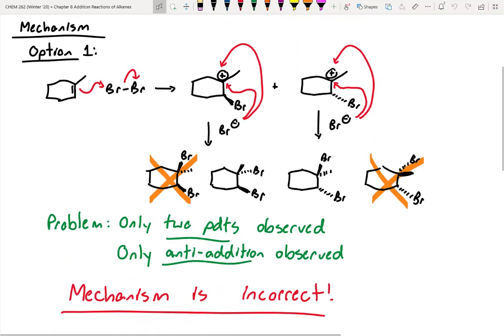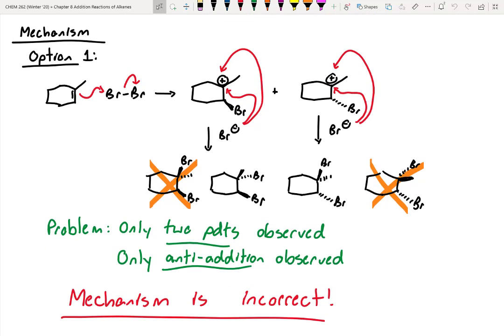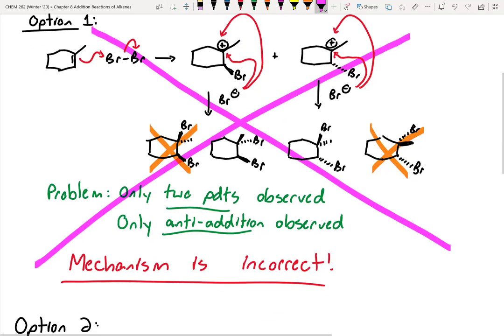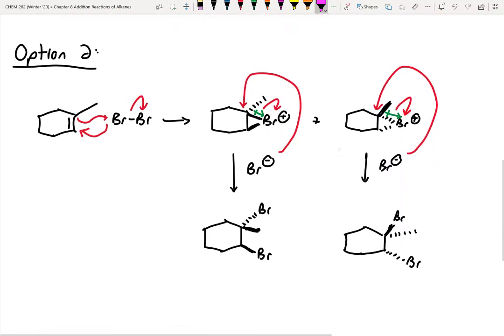We said first that students like to show this mechanism that I showed as option 1, where you go through a carbocation. This feels intuitively right. However, experimentally, we know that this mechanism is incorrect because we don't get 4 products out of this reaction. We only get 2. And we know that experimentally, we only get the anti-addition products, where we get those wedge-dash combos, not both wedges and not both dashes. That means that this entire mechanism, as shown, is wrong. So we can just cross that out and say that that mechanism is not going to work.